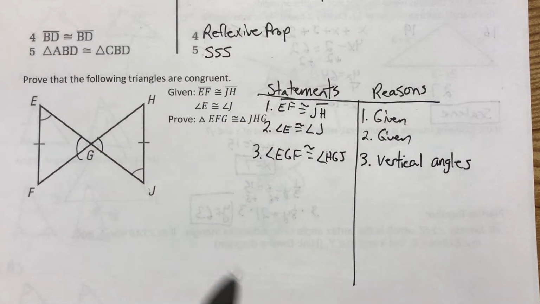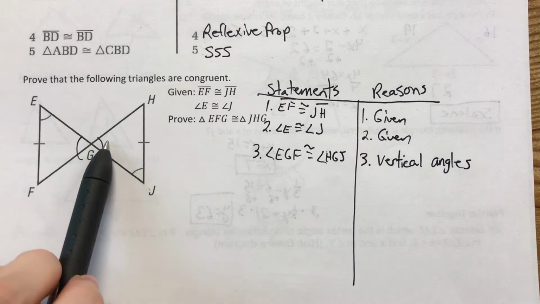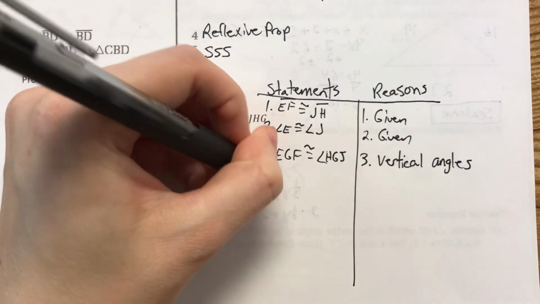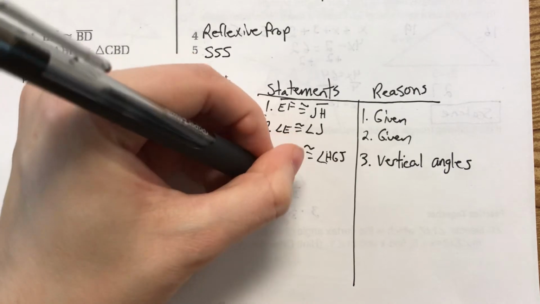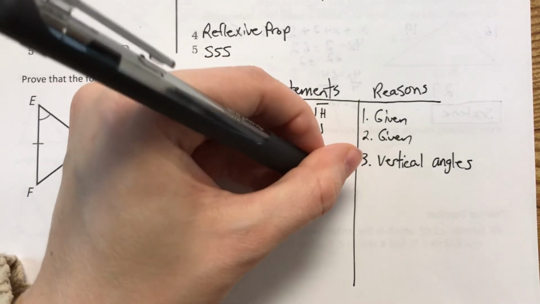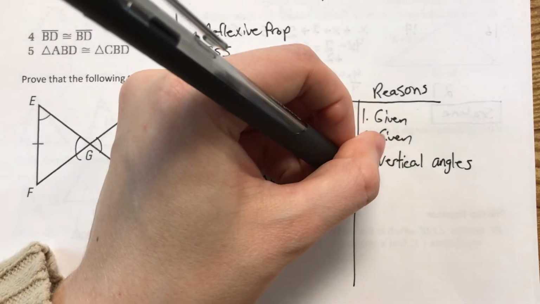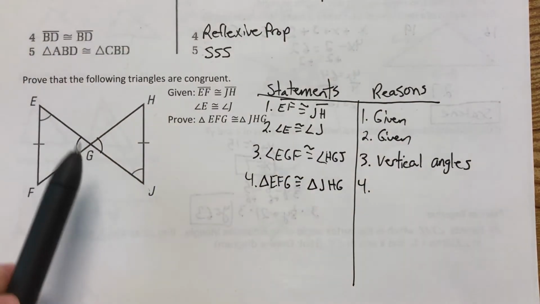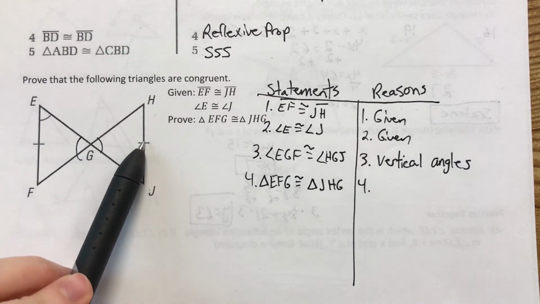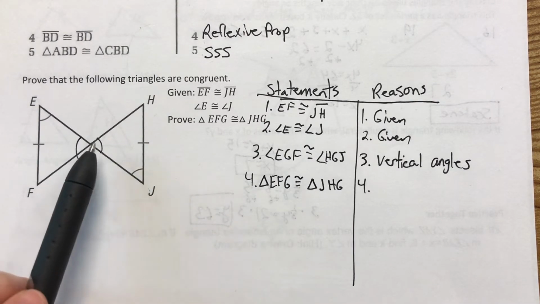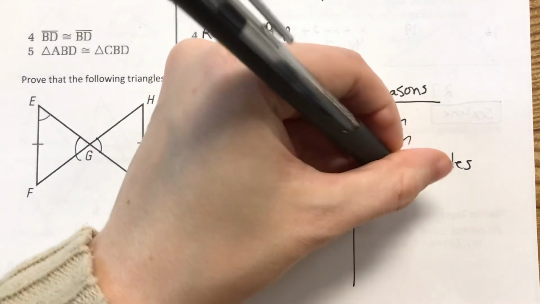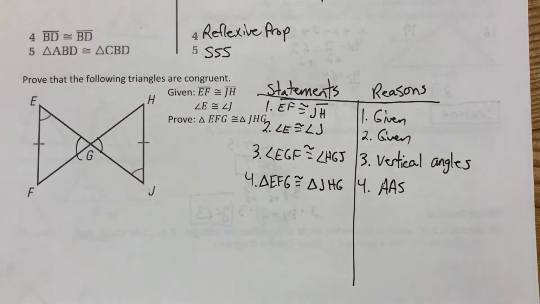And then we say, well, do we have enough information to prove that they are congruent? And we do. So we'll come down here in number 4. Triangle EFG is congruent to triangle JHG. And the reason for that, we'll look at our congruence postulates and we'll say we have an angle, and we have a side that's not included between those two angles. So this is going to be angle, angle, side congruence. Or a side, angle, angle if you prefer.